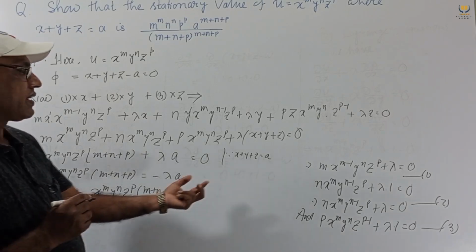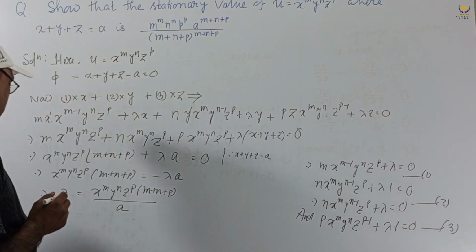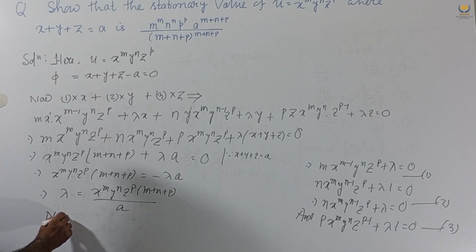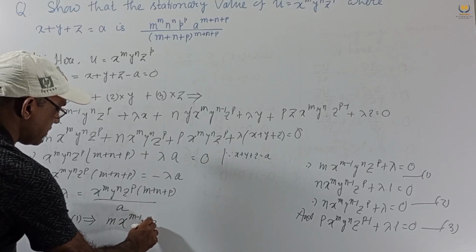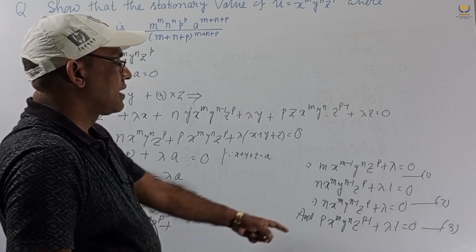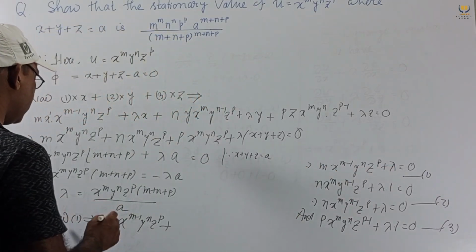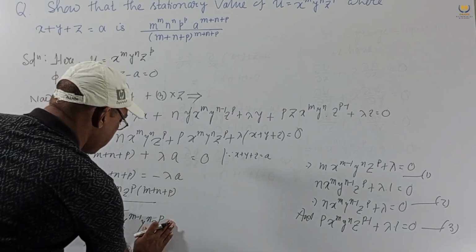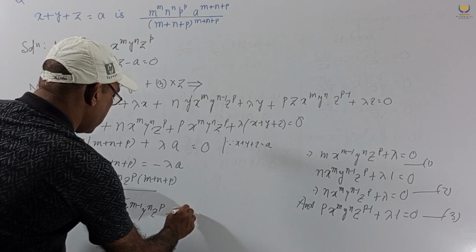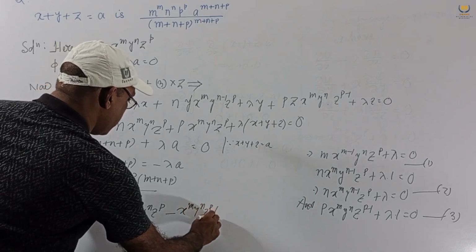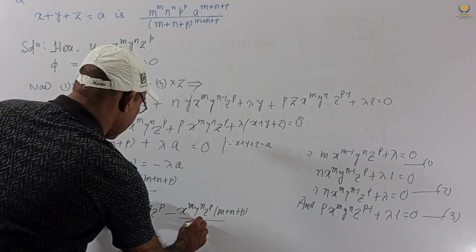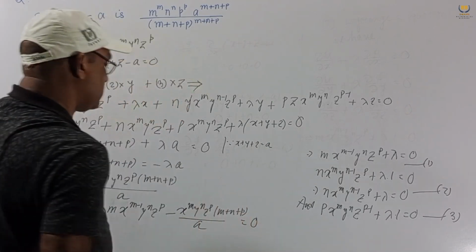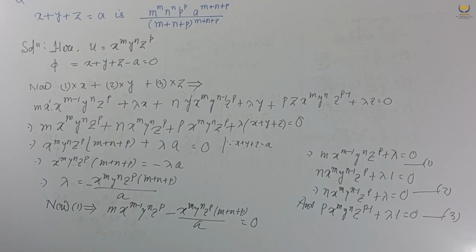Now we put this value in equation number 1. What we get? If we put the value of lambda in equation number 1, then 1 implies m x to the power m minus 1 y to the power n z to the power p plus lambda. The value of lambda we just got, this is minus x to the power m, y to the power n, z to the power p, m plus n plus p divided by a, this equal to 0.